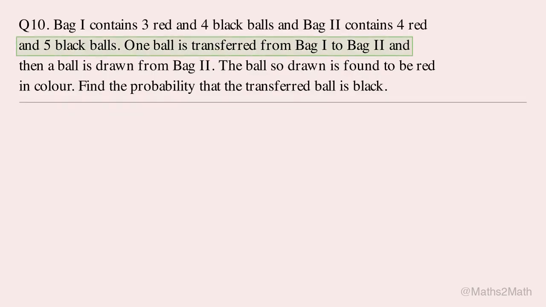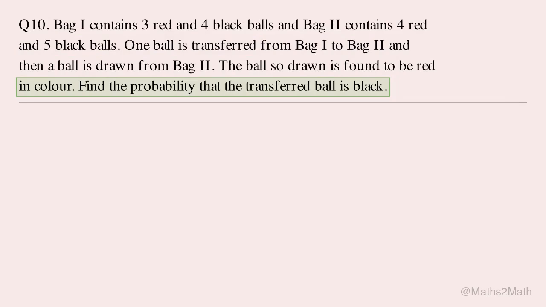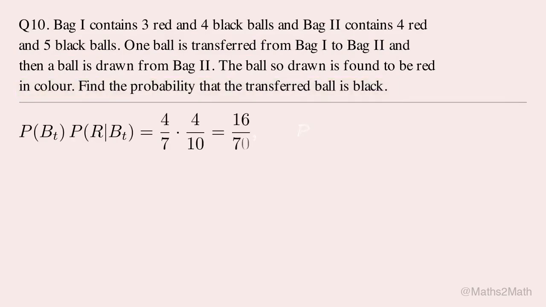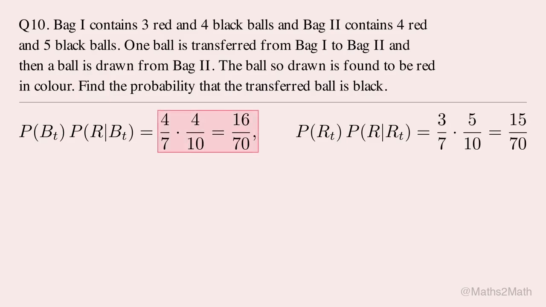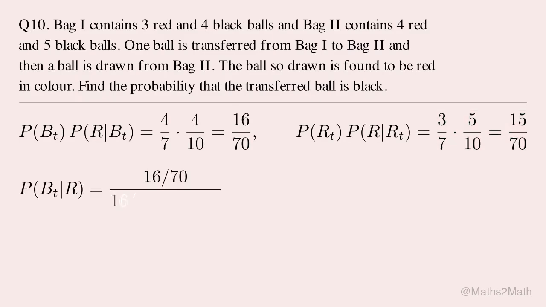Question 10. A transfer changes bag 2 before the draw. Red drawn, was the transfer black? A black transfer, chance 4/7, leaves bag 2 with 4 red in 10. A red transfer, 3/7, leaves 5 red in 10. Bayes, 16/31.